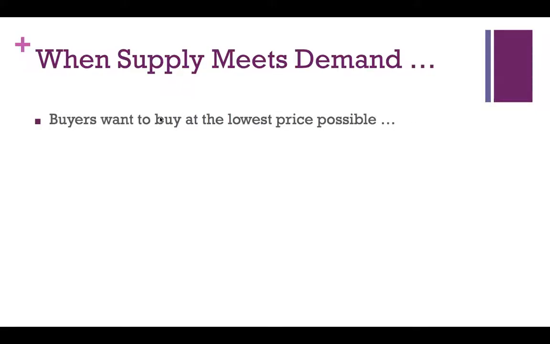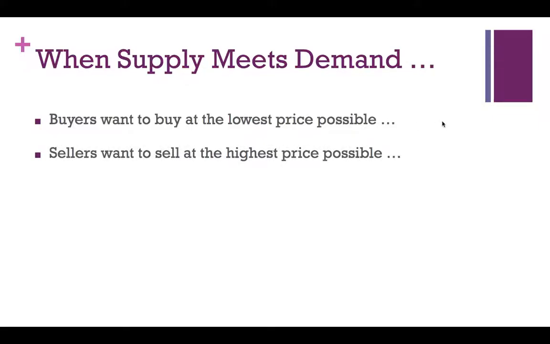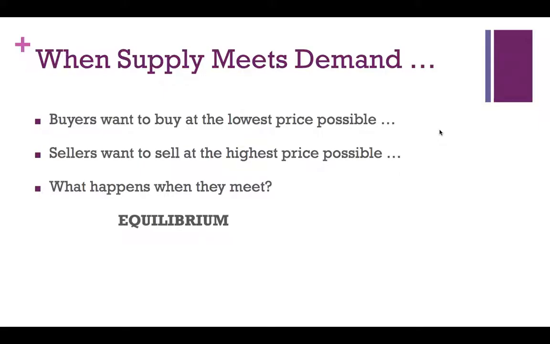Okay, so when supply meets demand, the last part of our notes today is a very particular term. Remember, buyers want to buy at the lowest possible price, and sellers want to sell at the highest possible price. Those tend to conflict with each other. And if you were able to do our activity last week, you will see that at some point you have to agree upon a price. That agreed upon price is called equilibrium.